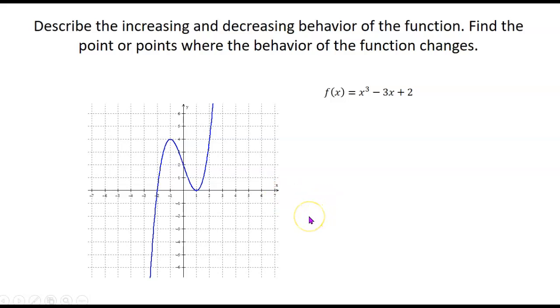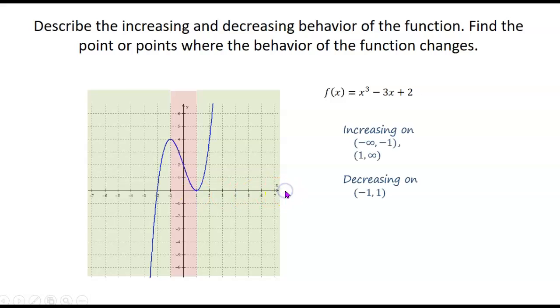What about this function? Again, as you trace along from left to right, during this part of the graph, we're headed upward. Then we're headed downward. And then we go back up again. So what are the intervals where that happens? We are increasing on the interval from -infinity to -1, and on the interval from +1 to +infinity. And we are decreasing on the interval from -1 to 1.